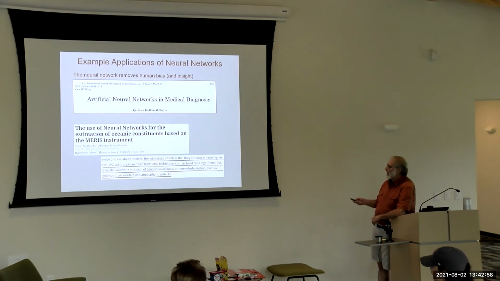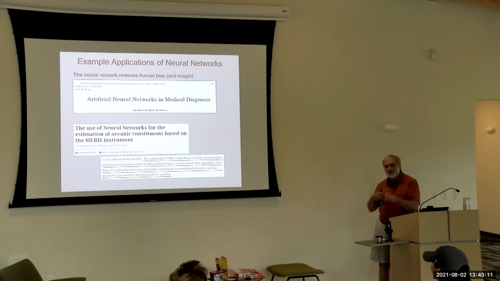Okay, you now see hundreds of papers: artificial neural networks and medical diagnosis. Here's one on estimation of oceanic constituents based on the MERIS instrument. MERIS's retrieval is not some band ratio, it's a big neural network.